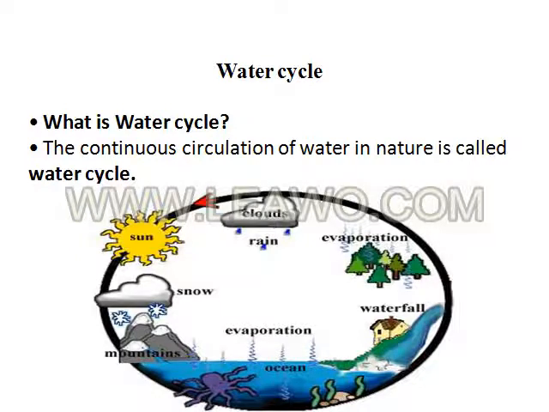You are aware of the term water cycle. It is a continuous circulation of water in nature, and to carry out the process of the water cycle, three important processes play an important role for the continuity of the water cycle, and because of that we get rain.